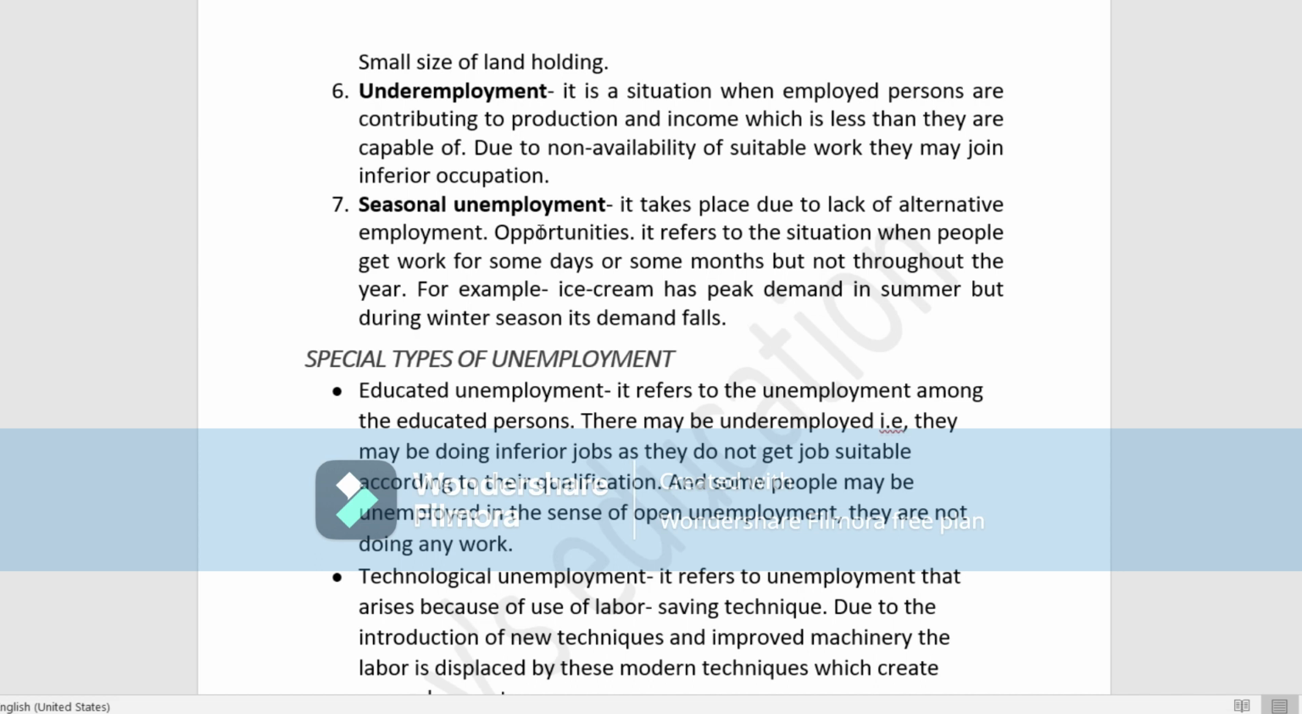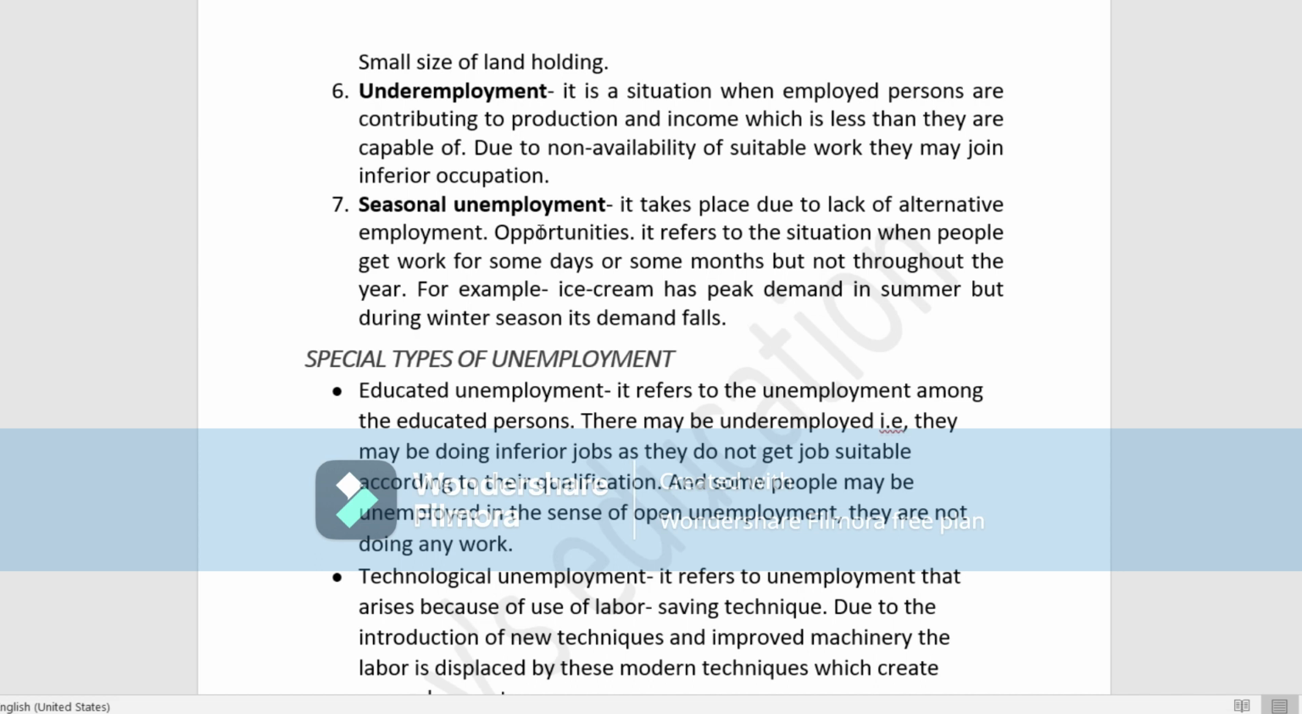So seasonal unemployment is what? They are not employed throughout the year, but maybe for a few months or a few days. This is called seasonal unemployment. For example, ice cream has a peak demand in summer, so those working in an ice cream factory may be employed only during the summer season, and in the rest of the winter season they don't get any job, they remain unemployed. This type of unemployment is called seasonal unemployment.